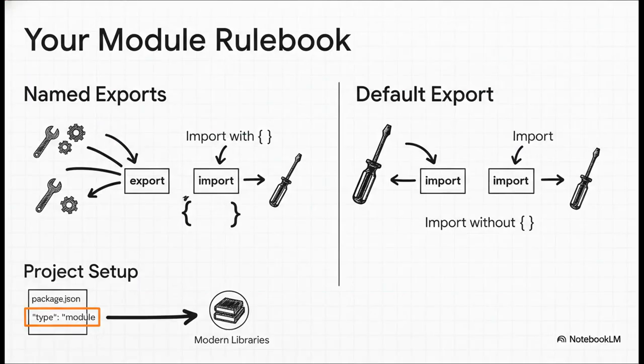Okay, let's boil all of this down into a simple rulebook, like a little cheat sheet. Use named exports when you've got multiple reusable utilities. Use a default export for a file's single main purpose. Always remember to import those named ones using the curly braces. And crucially, if you're using modern external libraries, you've got to set your project's type to module in that package.json file.